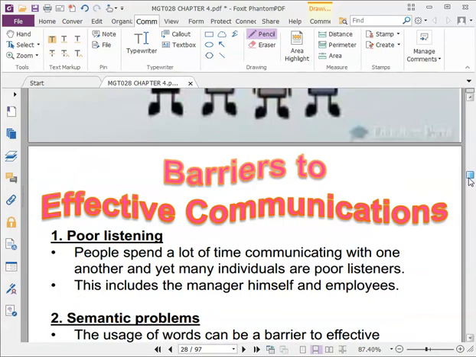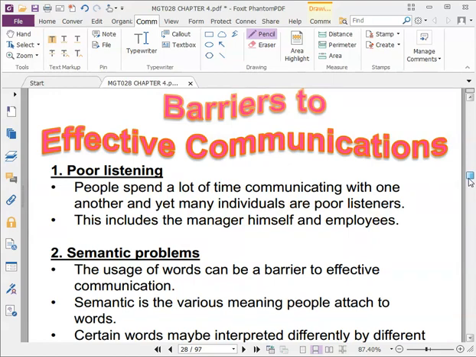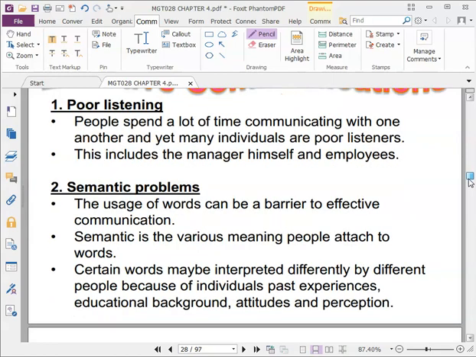Okay. So, apa halangan dia? Okay, the first one, poor listening. People spend a lot of time communicating with one another and yet many individuals are poor listeners. This include the manager himself and employees.